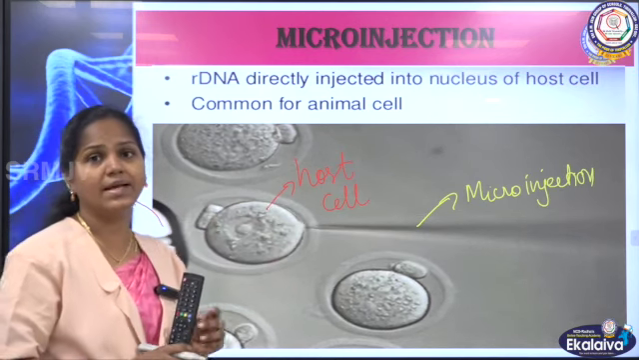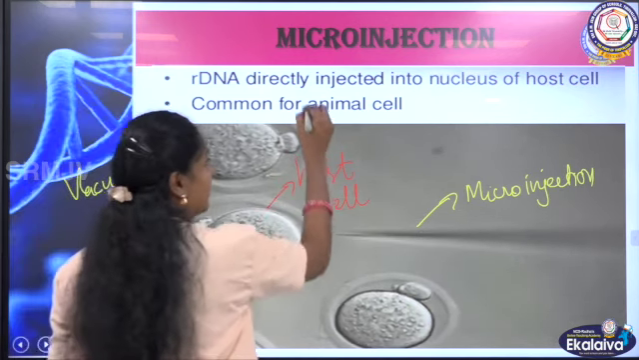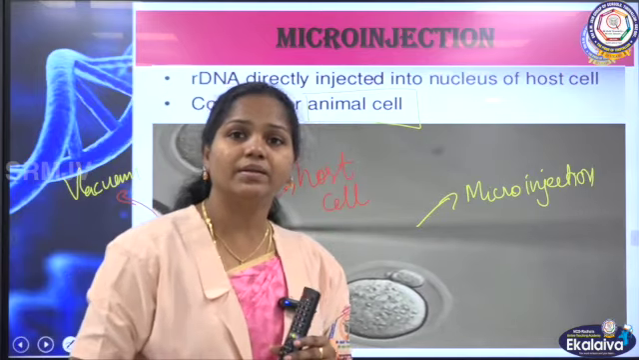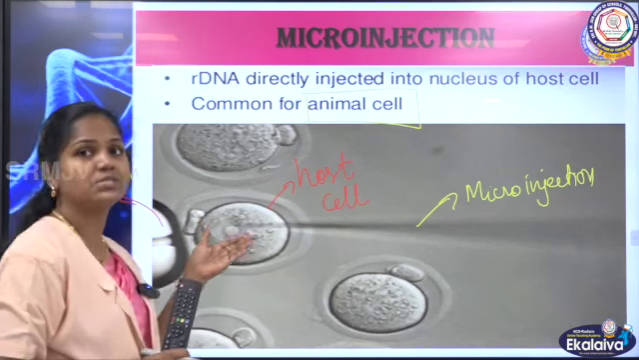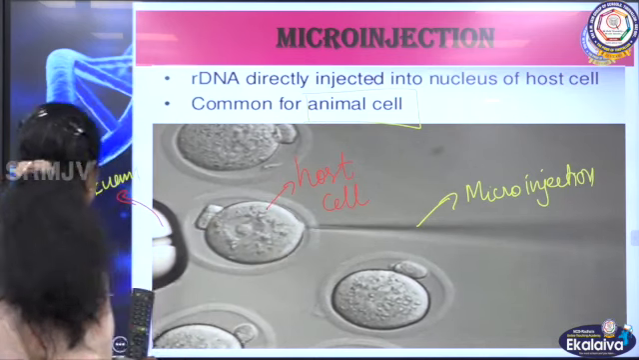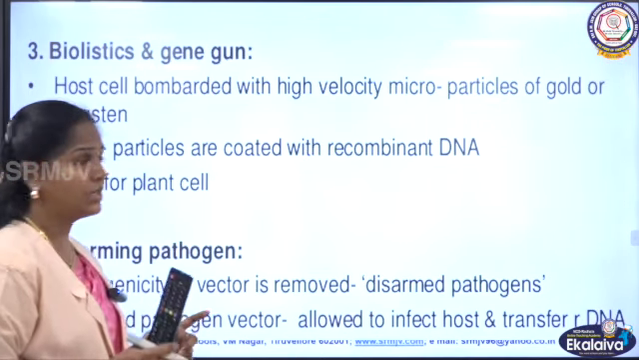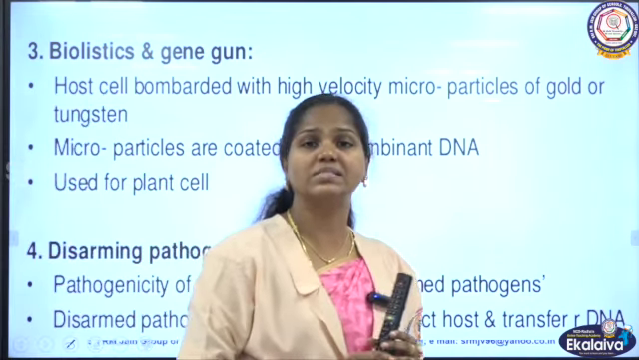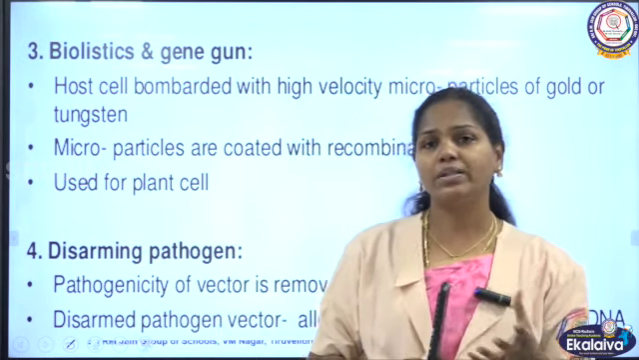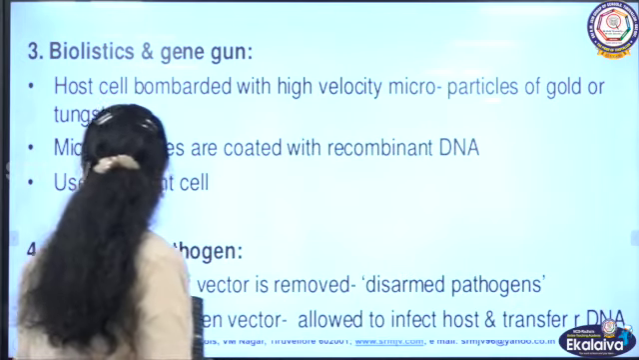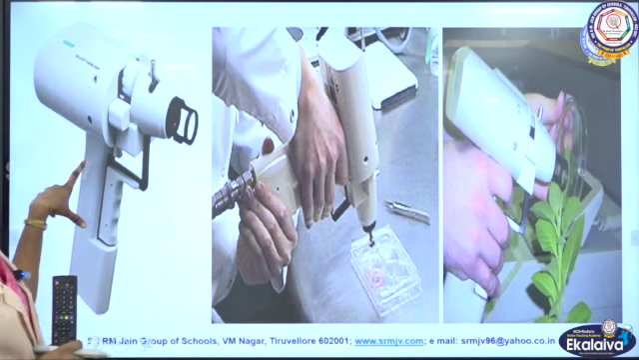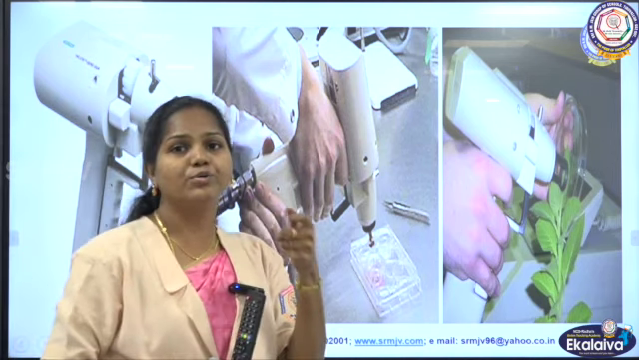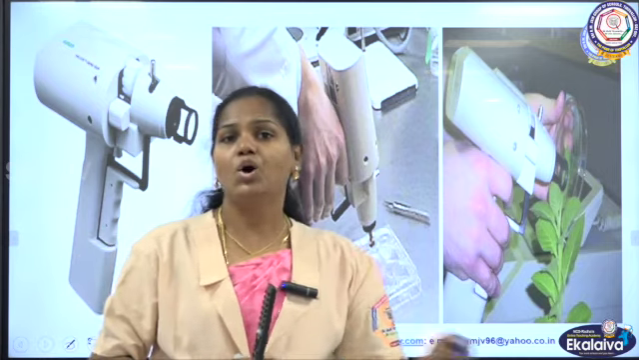This is another method, and especially this micro injection is used in animal cells. In IVF and so on, they use this micro injection only. Then the next method, next to micro injection, is something called the biolistic or gene gun method. So what are they going to do? Actually, I will show you that gene gun. See, this is that gun, the gun which is used for shooting our gene into the host cell.